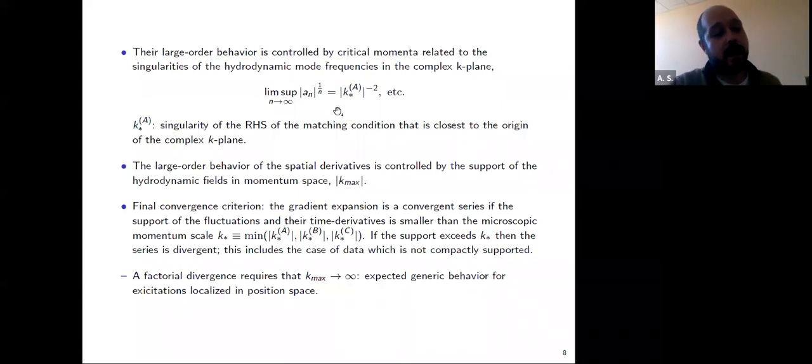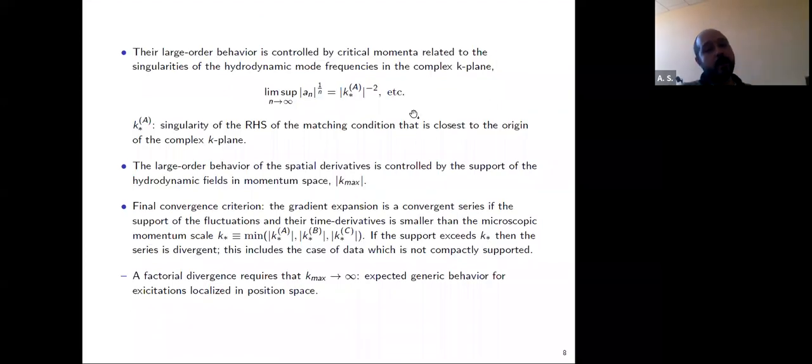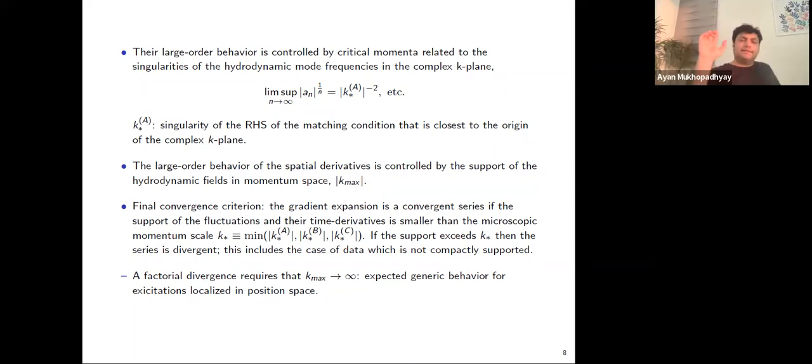And now you can argue that the large order behavior of the spatial derivative operators when acting on a particular fluid flow is going to be controlled by the support of your hydrodynamic fields, energy density and fluid velocity, in momentum space, which we are going to call Kmax. And I'm not going to enter into details on this point because it's more mathematical.